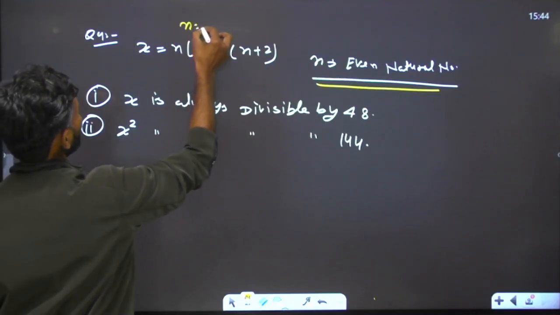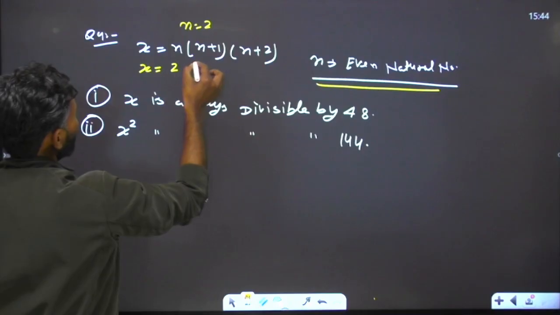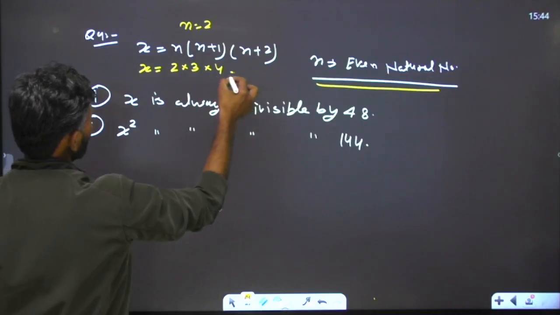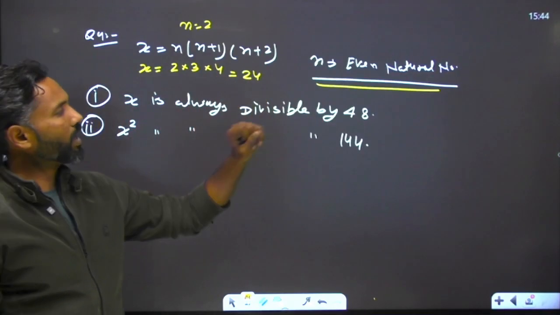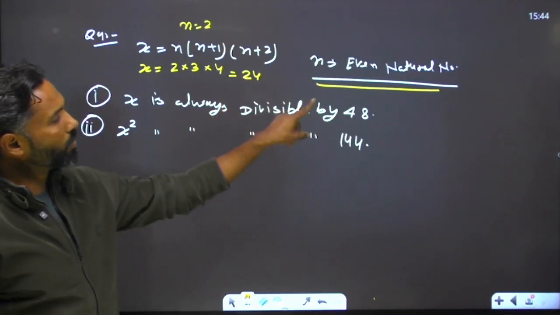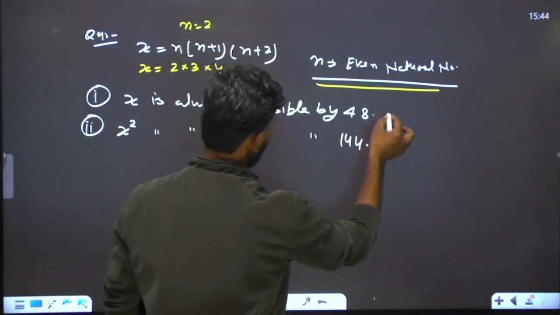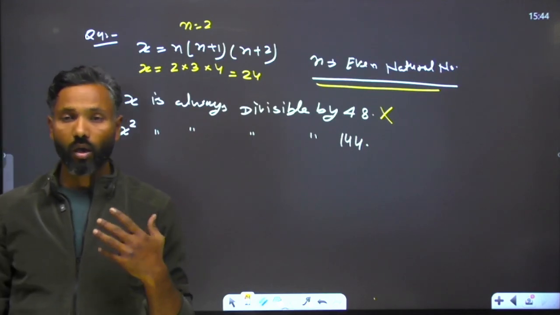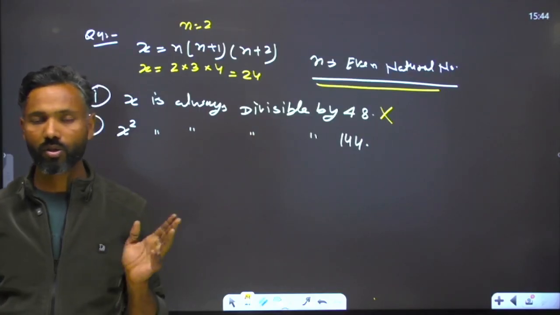If we place n equal to 2, what will be the value of x? 2, 2 plus 1 is 3, 2 plus 2 is 4. 4 threes are 12, into 2, it is 24. Now can you tell me, is x always divisible by 48? Can you divide 24 by 48? Obviously not. So the first statement is not correct for us, so it cannot be included in the correct statements. So first is not correct.